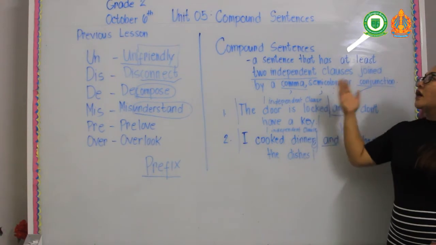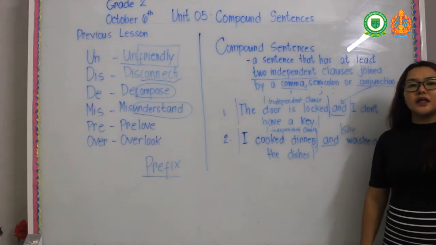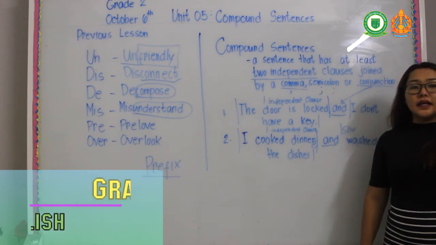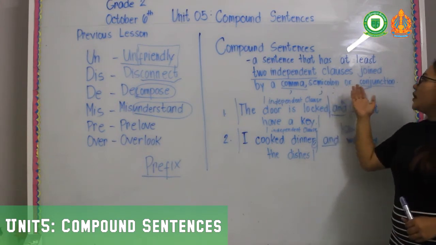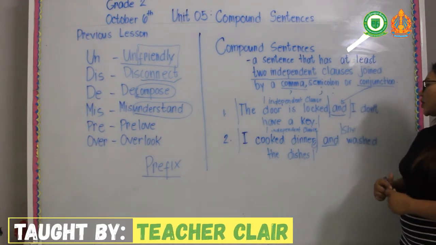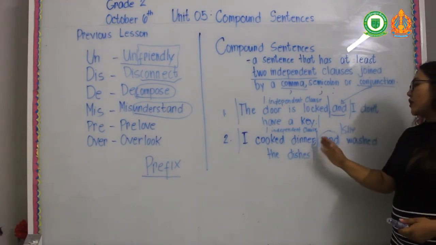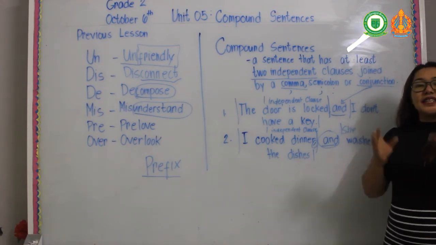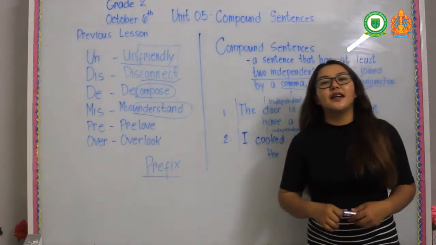So just a review, a compound sentence has at least two independent clauses. So when we say independent clause, it has an idea, it makes sense, it has a subject, it has a verb. And it is commonly joined by a comma, semicolon, or conjunction. And is one example of a conjunction. So basically it's in the middle of two independent clauses. Alright, so that's it for presentation number one.